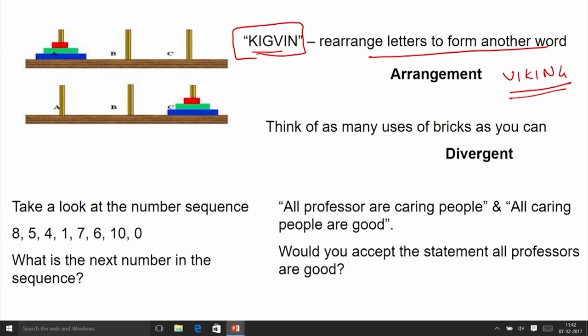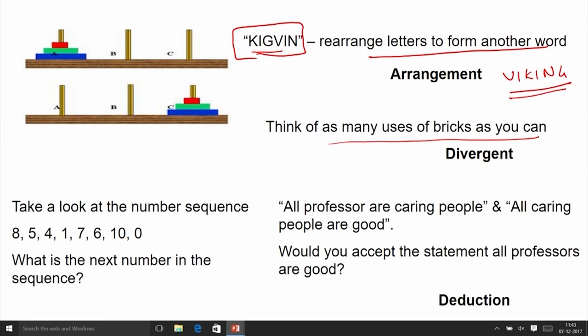Now, a divergent problem, as I said, lets the solver give a number of solutions. So, the problem here could be: think of as many uses of bricks. Bricks could be used for beating someone, for making a house, as a substitute for weight, as a paperweight, in selling something in terms of standard weights, or so many other things, right. And so, these are divergent problems.